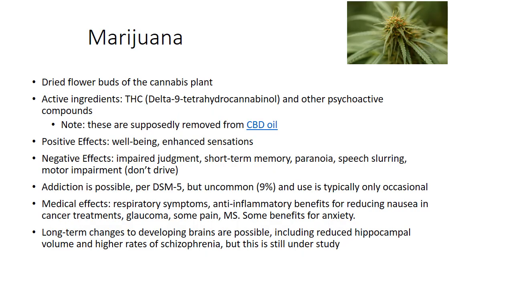Next up is marijuana, which, like cigarettes and alcohol, is becoming more socially acceptable. Marijuana, of course, is the dried flower buds of the cannabis plant. There's a number of ingredients in the plant, but the primary psychoactive ingredient is THC, tetrahydrocannabinol. In things like CBD oil, the idea is that you remove the psychoactive, you remove THC specifically, and then you leave some other compounds in there that might have some psychological effects or might not, and you get a placebo, that kind of thing.